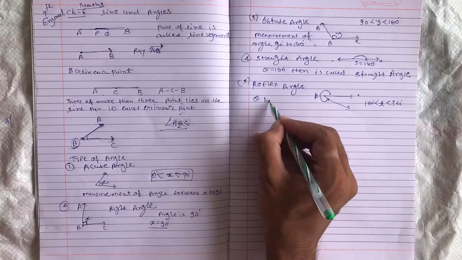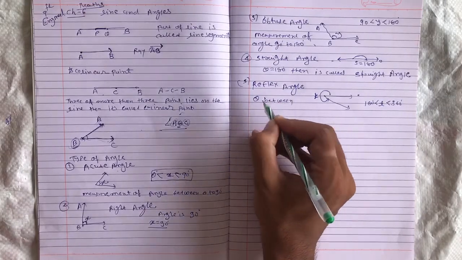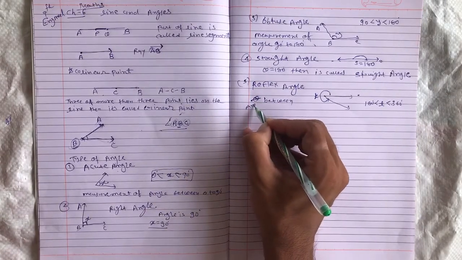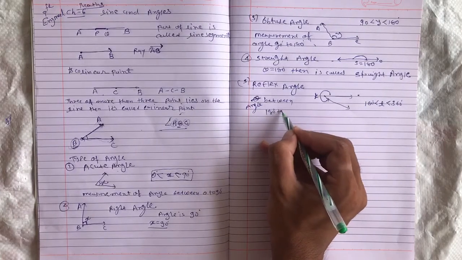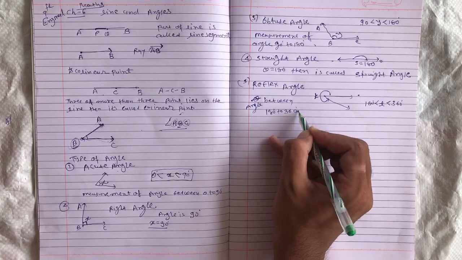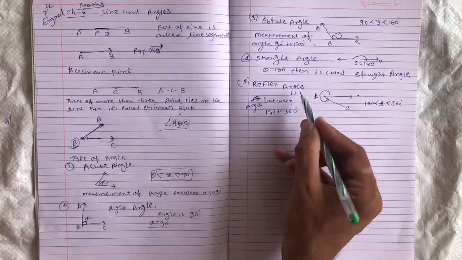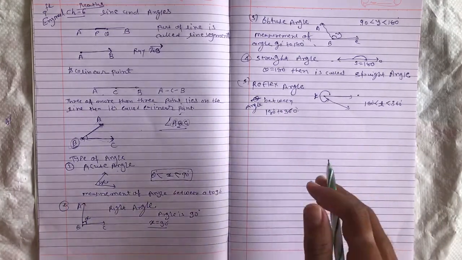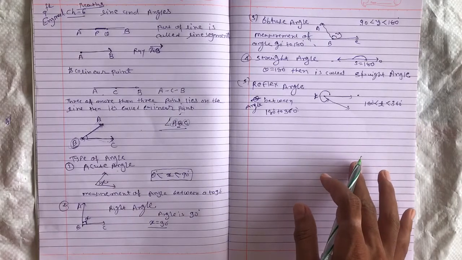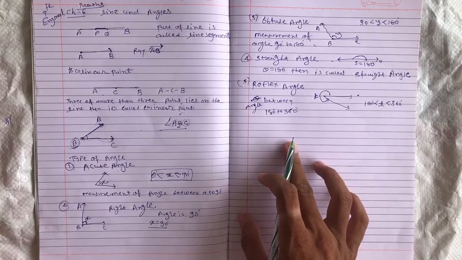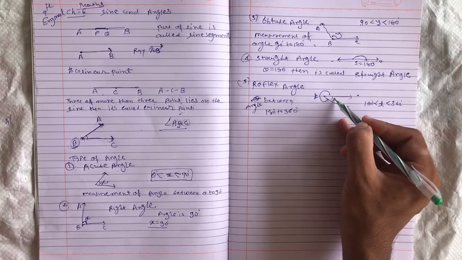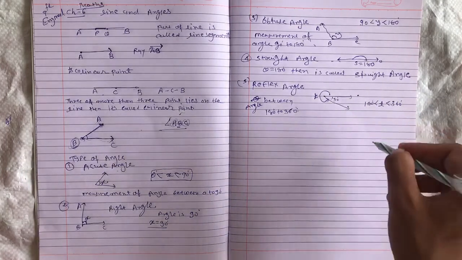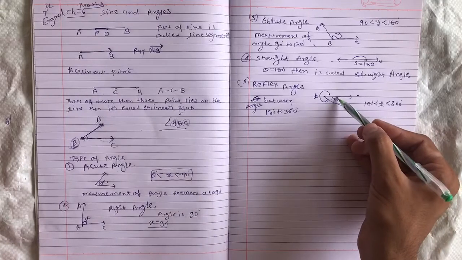Angle theta. Suppose the angle is between 180 and 360 degrees, then it's called a reflex angle. Suppose this angle value is 30 degrees.